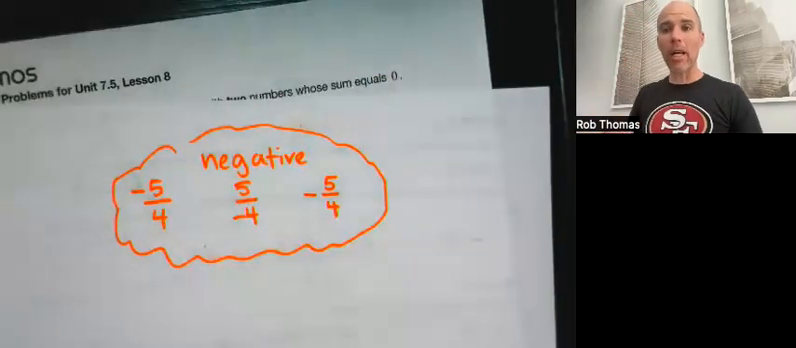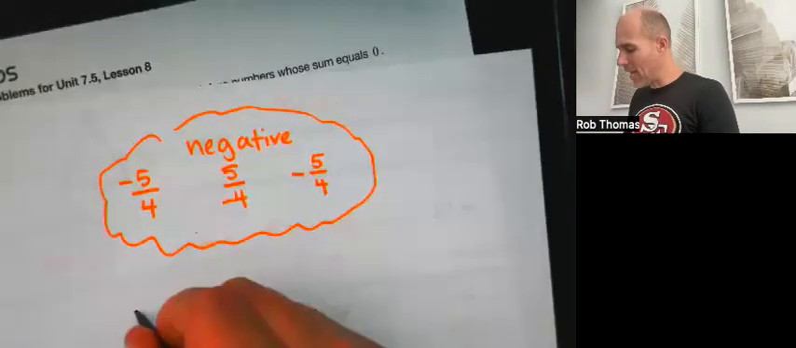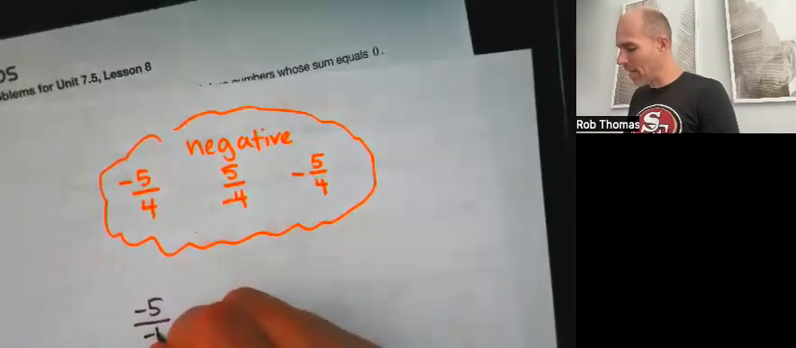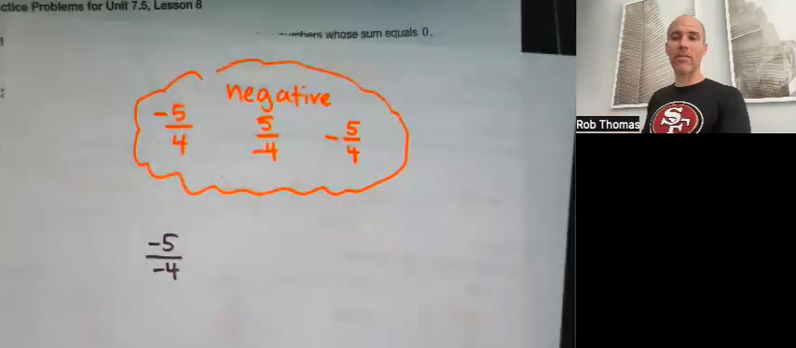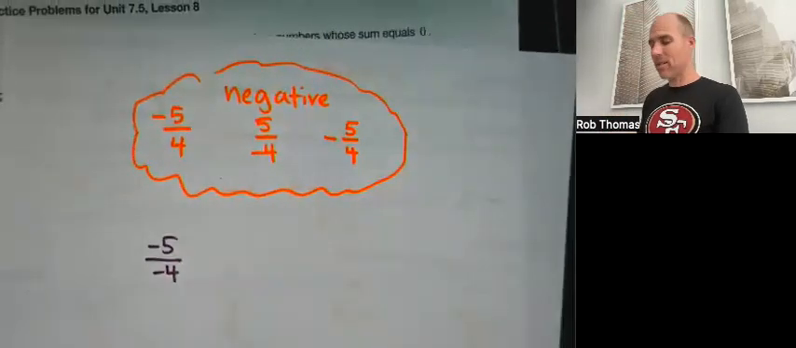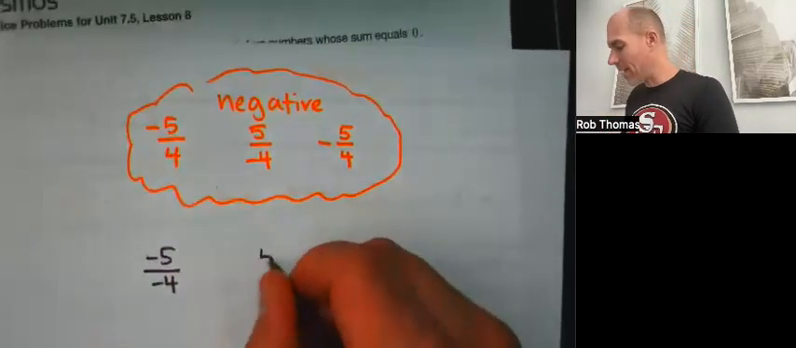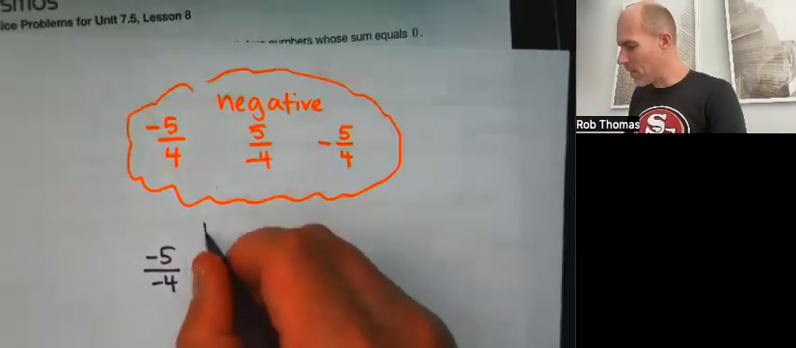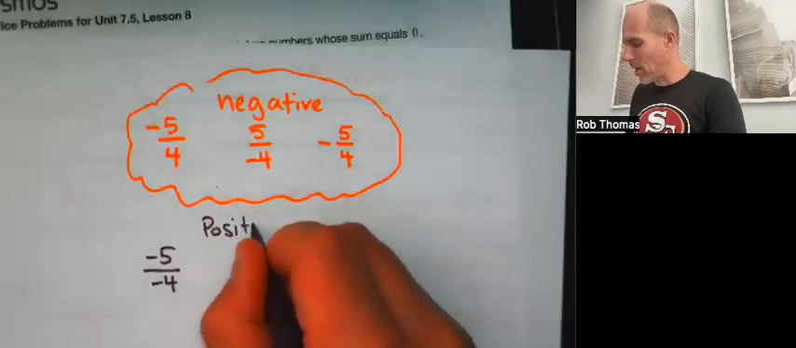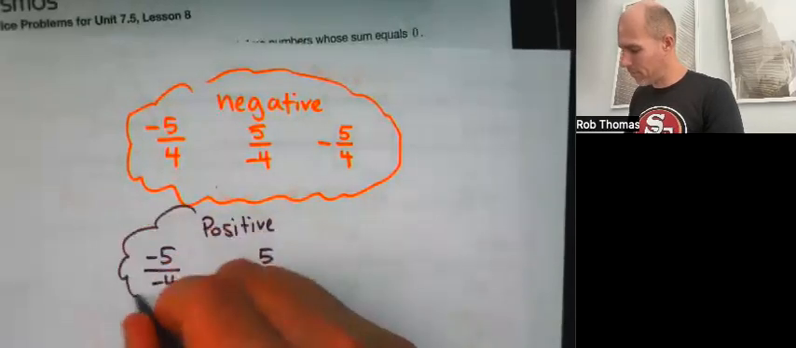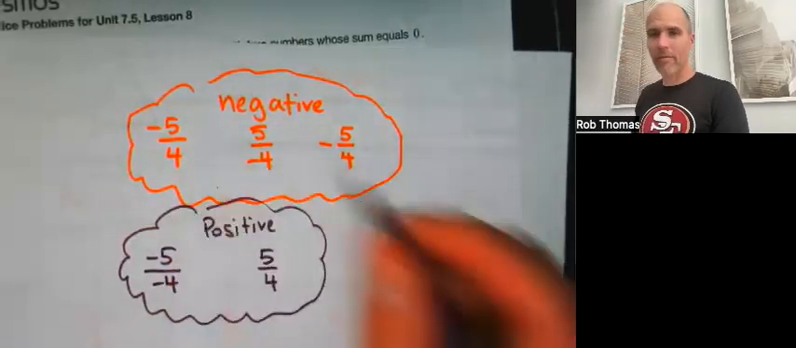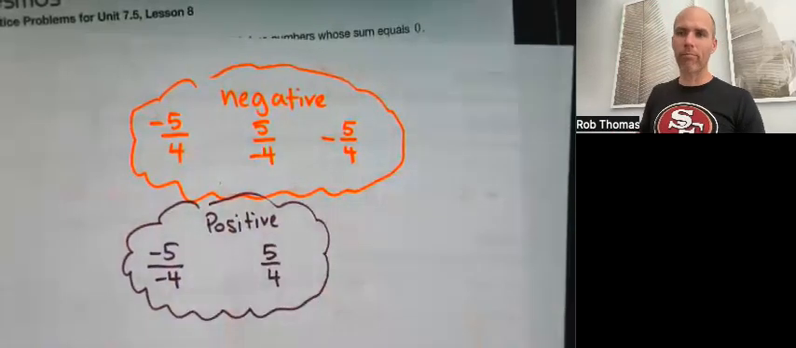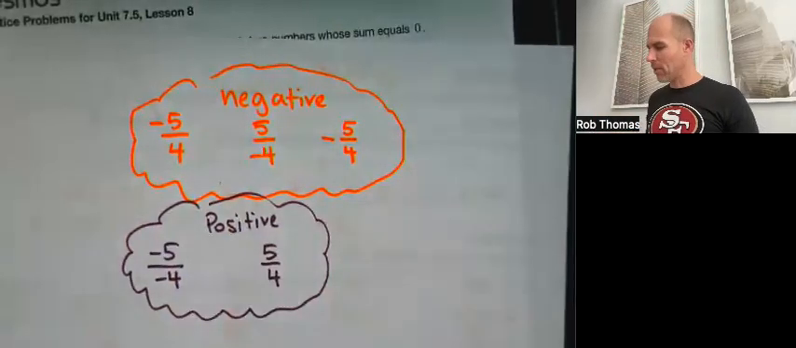But if you double up on the negative symbols, if you go -5 over -4, those two negatives are going to cancel each other out and create a positive. And then obviously, if you don't have any negative symbols at all, then of course we know that's positive, right? And so these two are positive. Very important that you know that. So program that one in. Moving on.